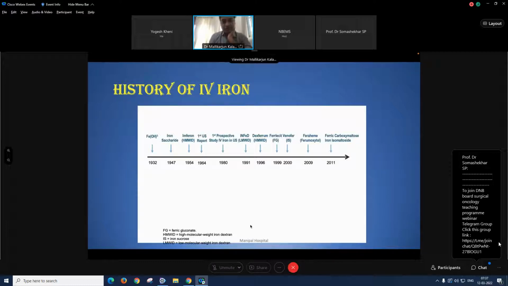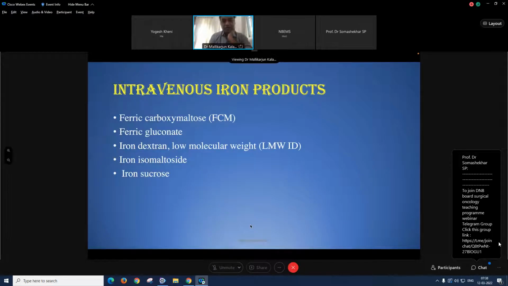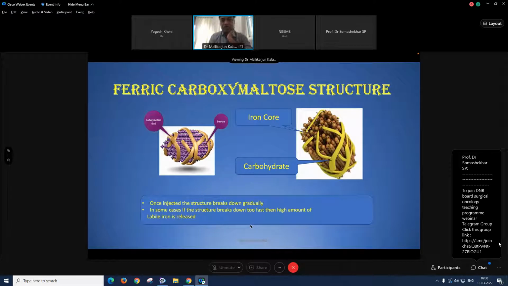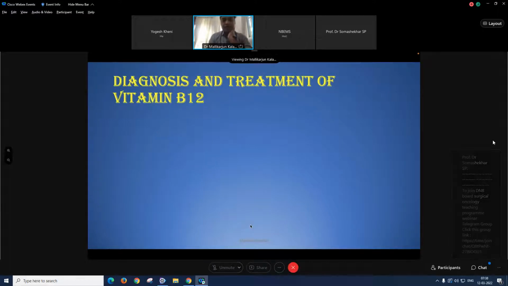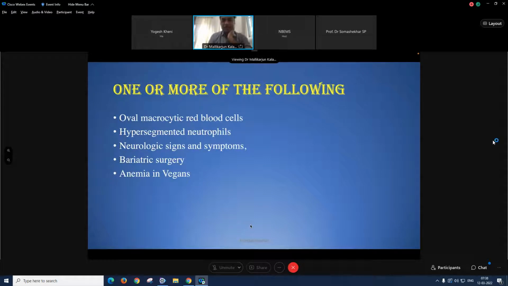So there are various IV iron stores. Again, I'm not going to go into detail, but the one that we commonly use is ferric carboxymaltose, which has got an iron core and a carbohydrate outer layer, and that is a simple one and can be used for a total dose infusion.